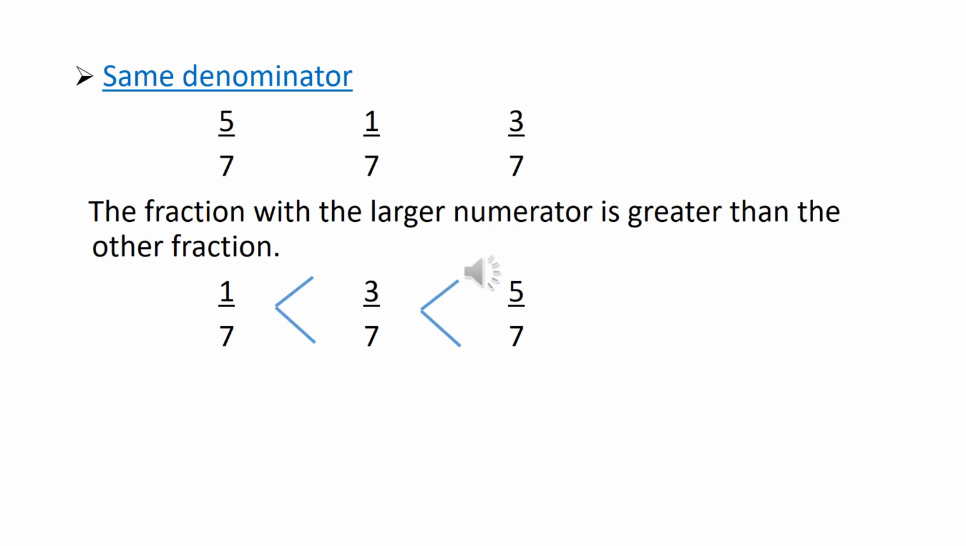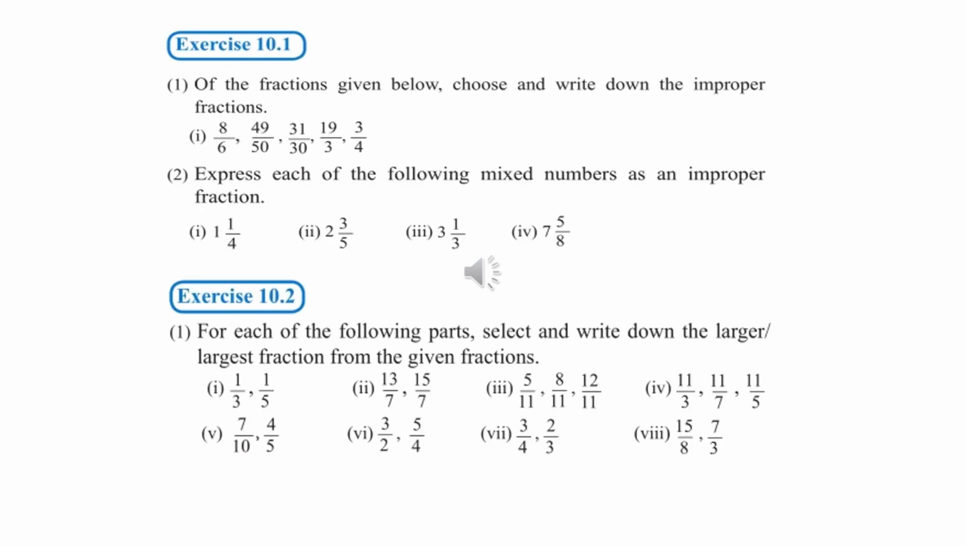Let's move on to the comparison of fractions having the same denominator. Here the fraction with the larger numerator is greater than the other fraction. Accordingly, 5/7 is greater than the others. If we arrange them in ascending order, we obtain 1/7 is smaller than 3/7, which is also smaller than 5/7. You can practice all these exercises at your home.